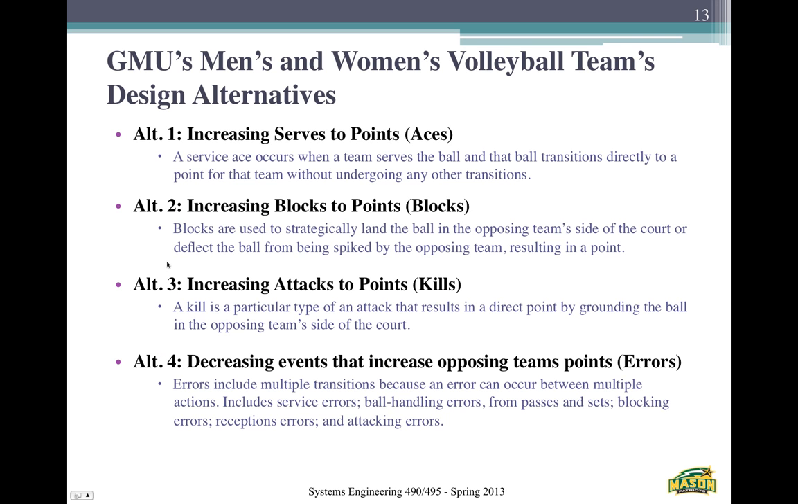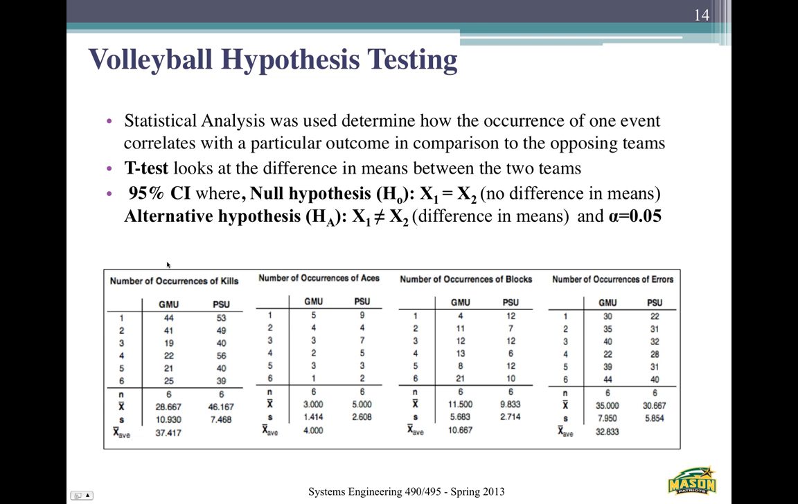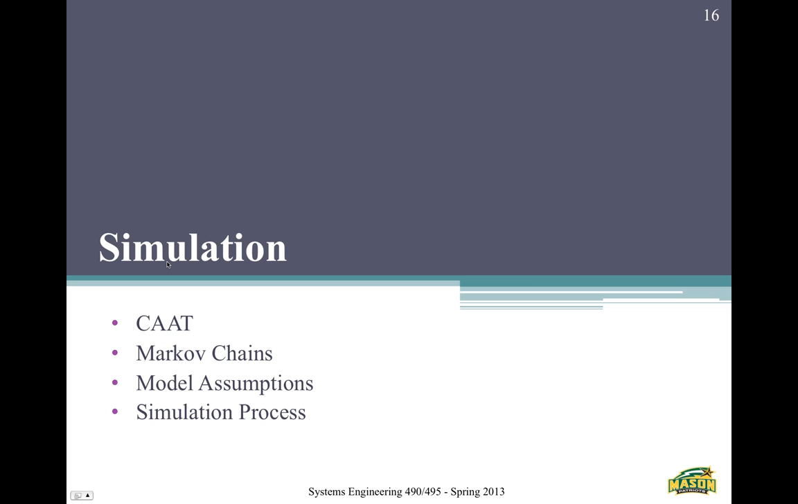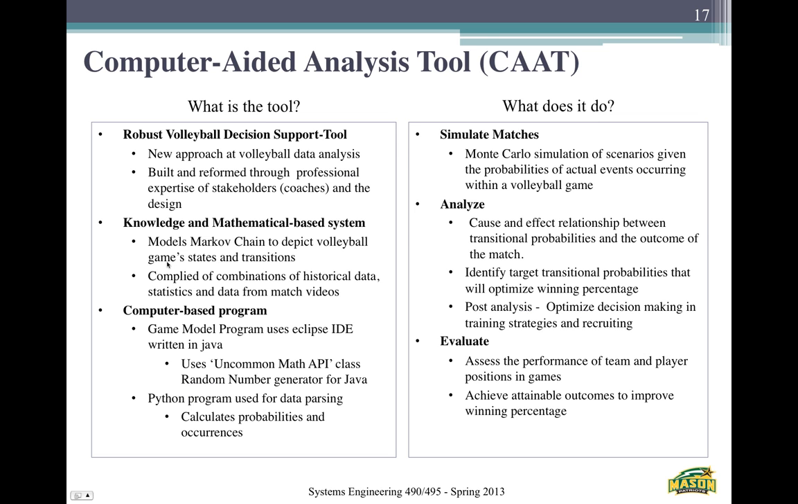So design alternatives. Design alternatives were based on the transitions that occur in a game, so serves, blocks, attacks, and decreasing errors. I'm not going to go over this hypothesis testing, but basically we compared the transitions that occurred to the other team's transitions to see which transitions occurred more and which transitions were significantly different from the other team.